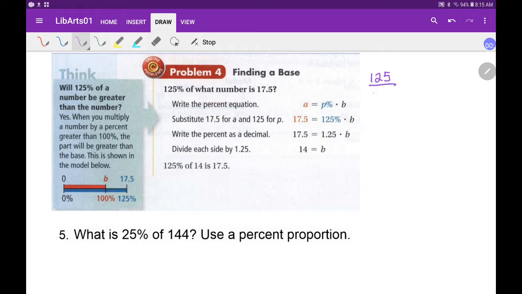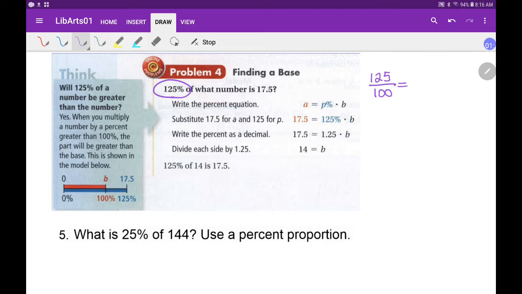125% looks like 125 over 100. Anything over 100 is a percent. So if I say 125%, hopefully right away in your mind you're thinking that must be over 100. And I'm going to compare it to some other situation. So I'm going to say equals, because that's how I compare. So let's see. 125% of some number is.